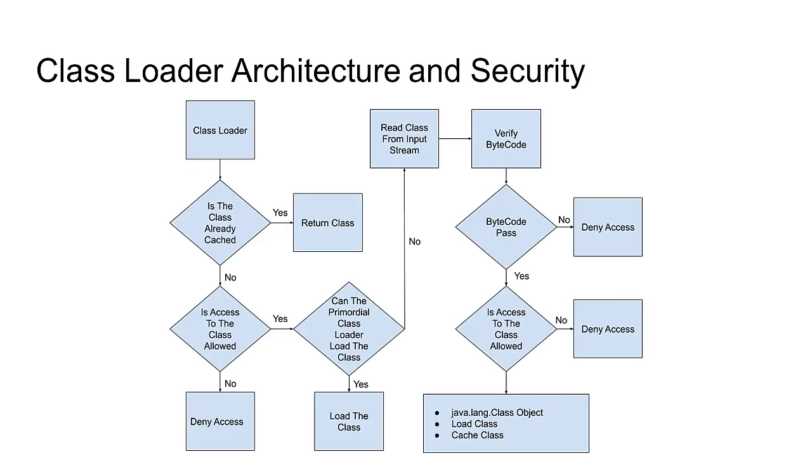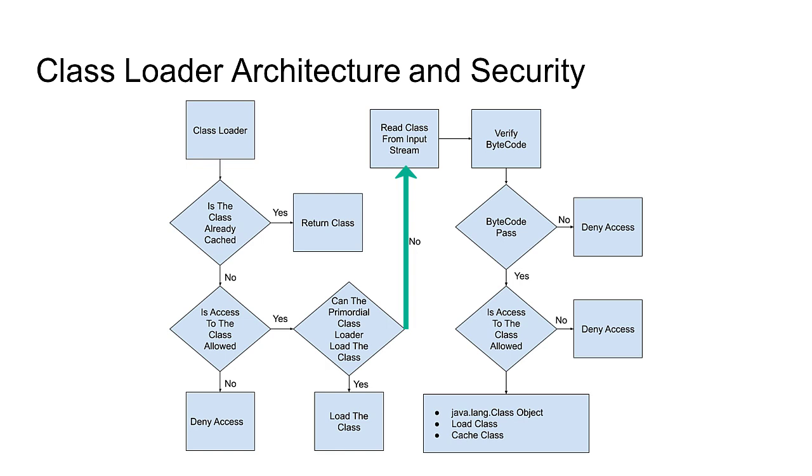Here's where things get interesting. Okay, so when a class loader attempts to load a class file, this is the process that it goes through. The first question to ask is if the class has already been loaded. If it has, there is no further work to do, and it simply loads the class into the JVM. If the class hasn't been loaded, we need to find out if we are even allowed to access the class. If no, then access will be denied. If yes, we determine if the primordial class loader can load the class.